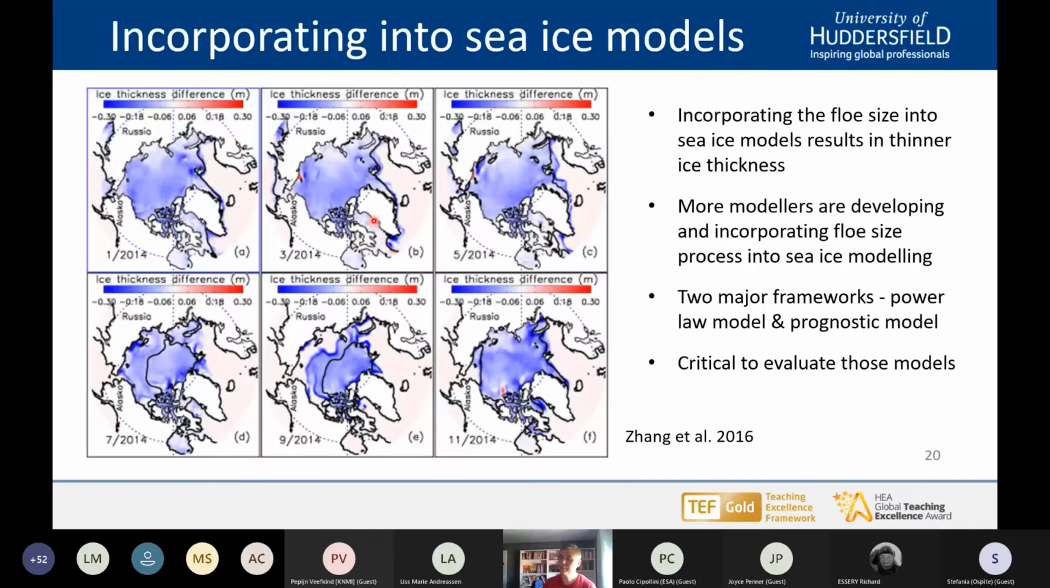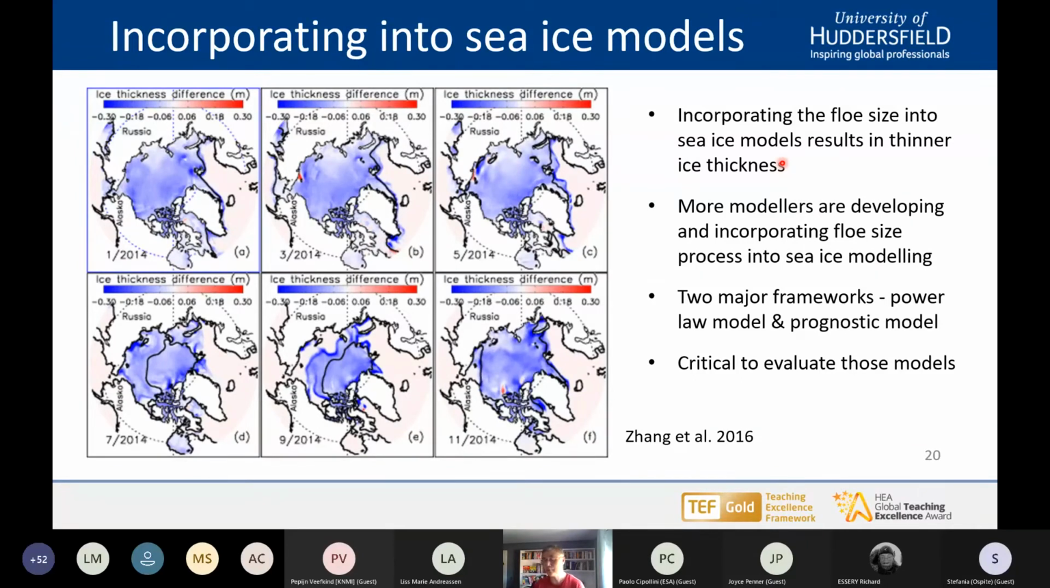And then we move on to how the observation can help the sea ice model. We incorporate the sea ice floe size from the satellite into the sea ice model, and with Zhang, he found there are some differences that incorporating the floe size parameterization into the sea ice model can make. Now more modelers are developing and incorporating this sea ice floe process into the sea ice model. And there are two different frameworks going on: one is a power law model, and the other one is a prognostic model.